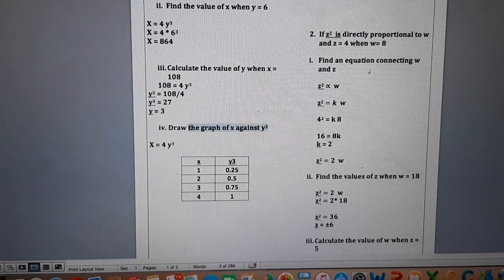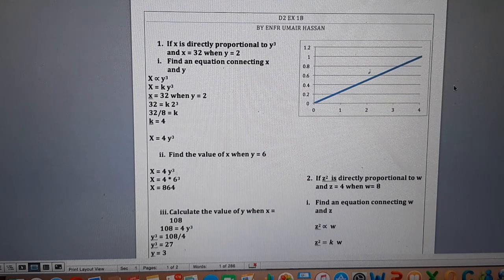And the last part of this question says you have to draw the graph of x against y cube. Now, using the same equation, let the value of x be 1, and if x is 1, you will find y cube equal to 0.25, because this 4 will go to the left side and it will divide x. If x is 1, then 1 divided by 4 will give you 0.25. If x is 2, then 2 divided by 4 will give you 0.5. If x is 3, y cube is 0.75, and if x is 4, y cube is 1.